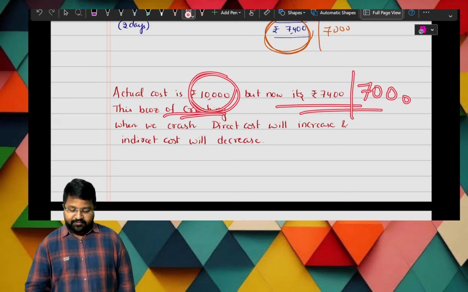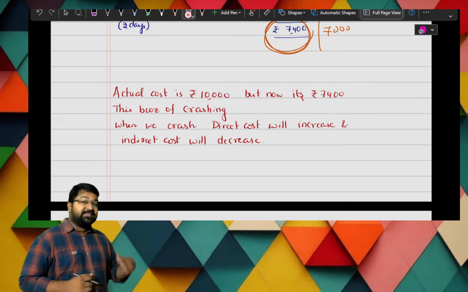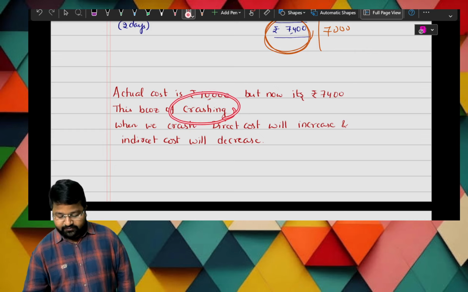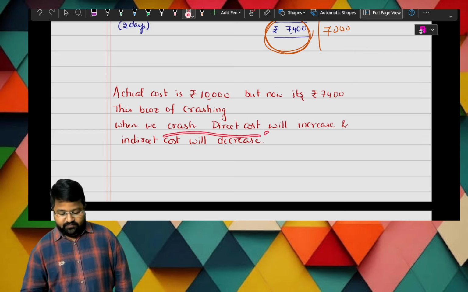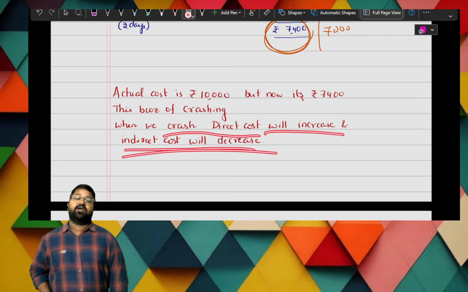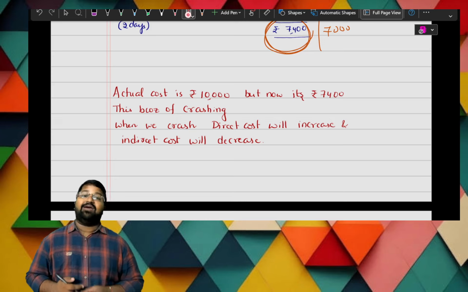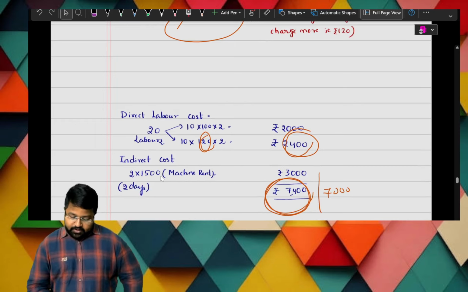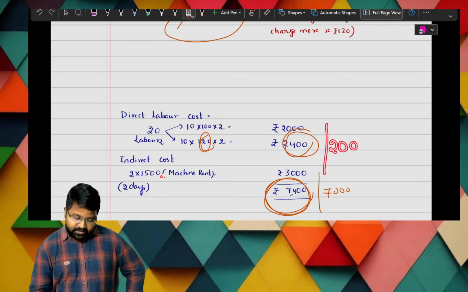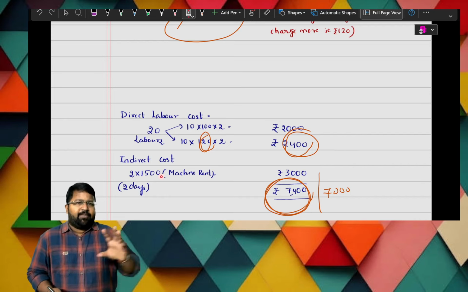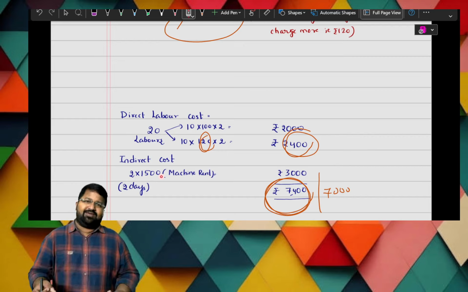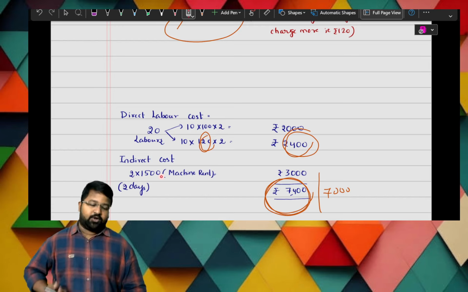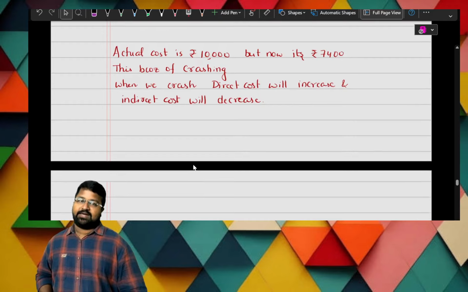This is because of crashing. We are getting a lower cost because of crashing. When we crash, direct cost will increase and indirect cost will decrease. When you are crashing, normally our direct cost will increase. In the above example I mentioned this can be 2,000, or sometimes, because the laborers encash the scenario and prefixed wages won't hold, they will ask for more automatically. There is a chance of increasing the direct cost, and indirect cost will automatically reduce.